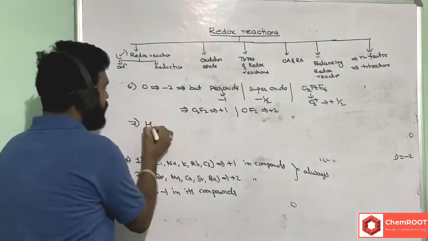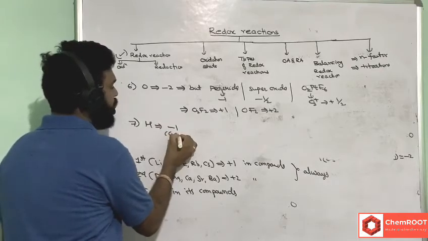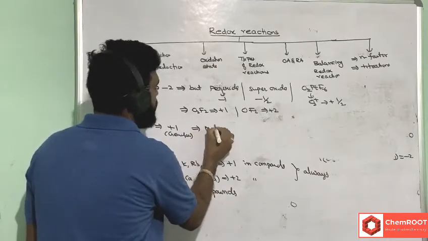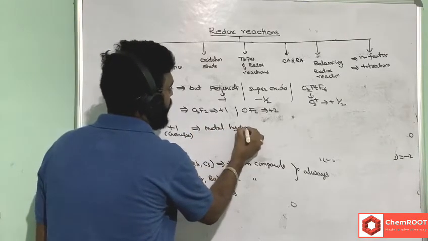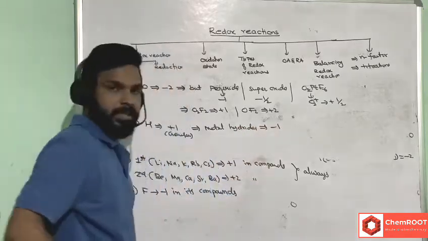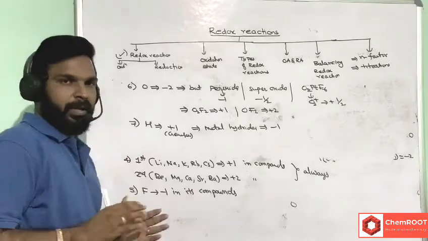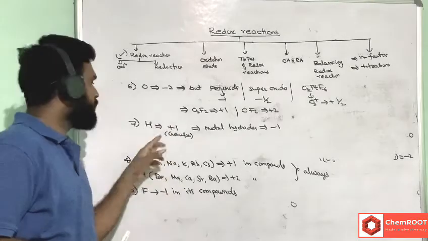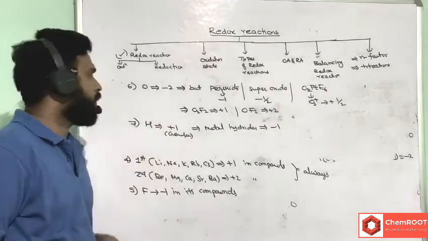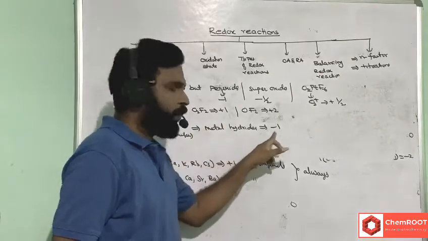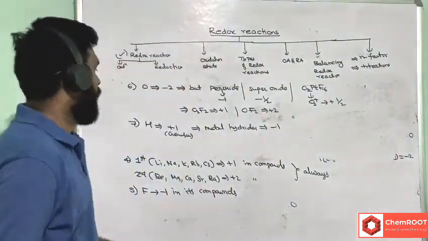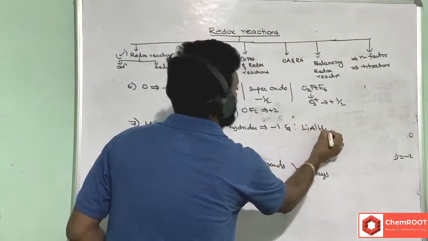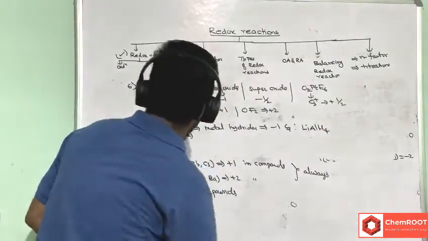Next, hydrogen generally shows +1, but in metal hydrides it shows a -1 oxidation state. In normal hydrides, where the oxidation state is +1, if you do electrolysis, it is a cation and goes to the cathode. But in metal hydrides, the ion is H-. It is an anion and moves to the anode. Examples of metal hydrides are lithium aluminum hydride and calcium hydride.